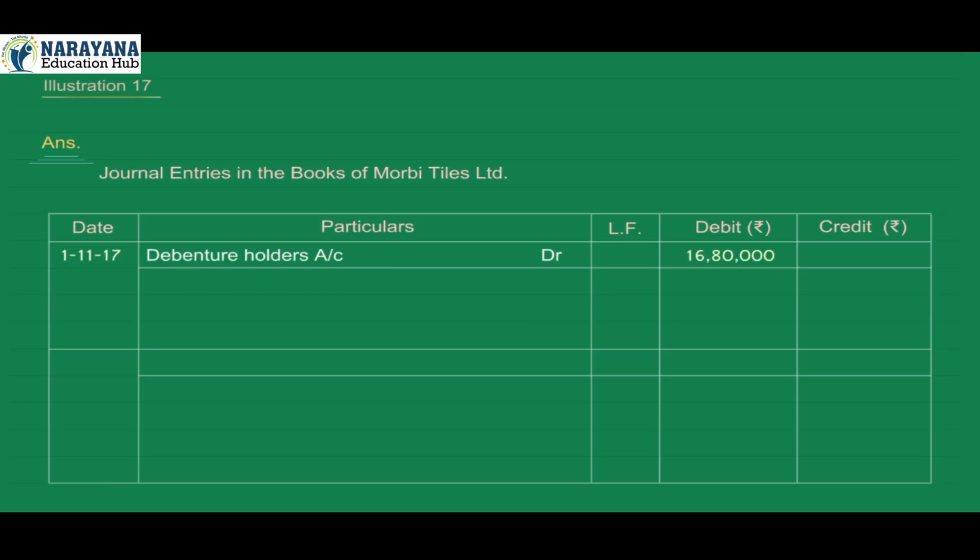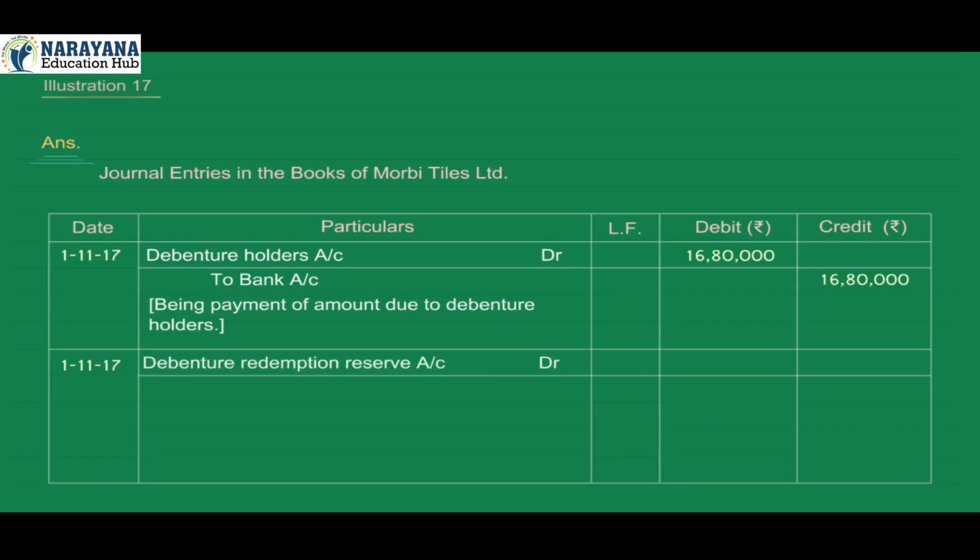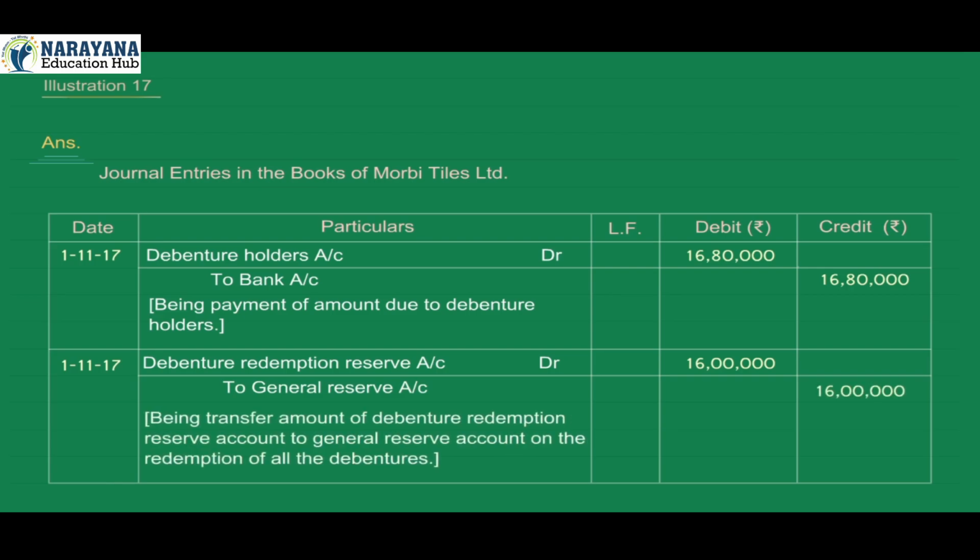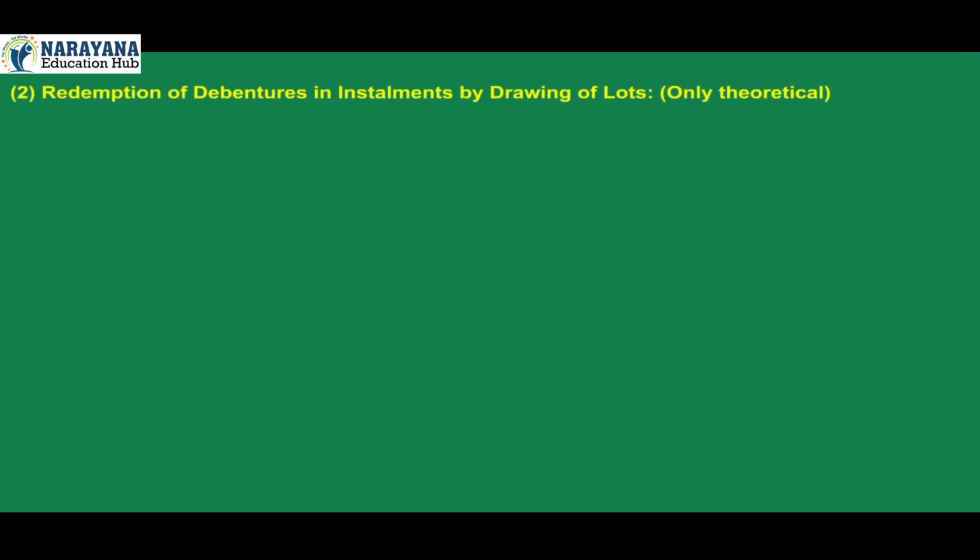1st November 2017. Debenture holders account debit 16 lakh 80,000 to bank account credit 16 lakh 80,000, being payment of amount due to debenture holders. 1st November 2017. Debenture redemption reserve account debit 16 lakh to general reserve account credit 16 lakh, being transfer amount.